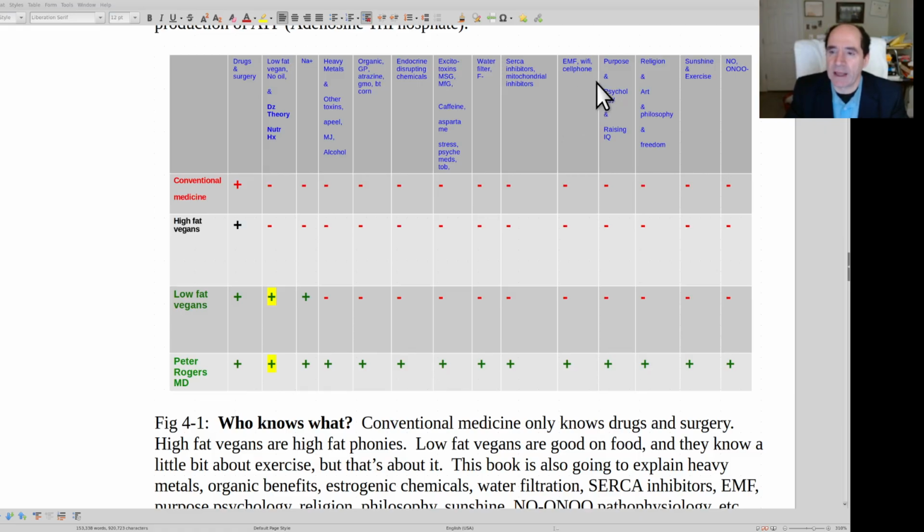We'll talk about the details of that. Nitric oxide, the peroxynitrite pathway, all that stuff. So I'm saying I'm going to cover all this stuff. It's way beyond what you're typically going to hear elsewhere.